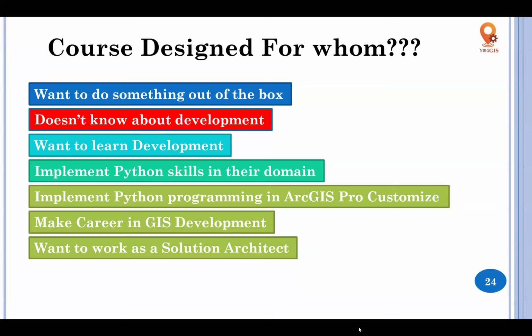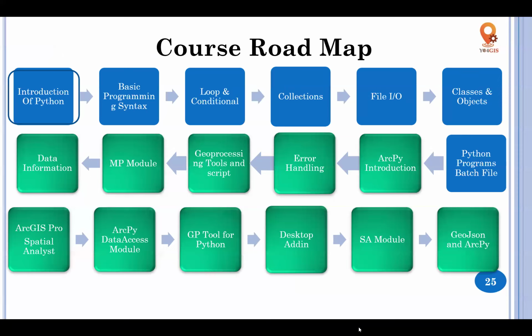Want to work as a solution architect? If you have more than 10 years of experience, then after learning development programming, you can definitely go for solution architect.